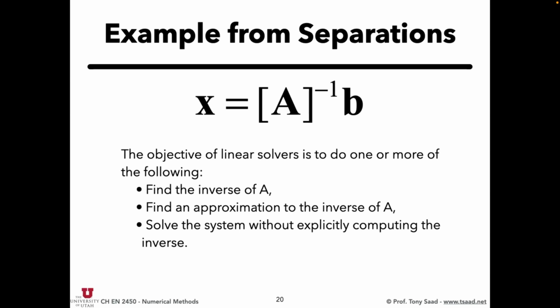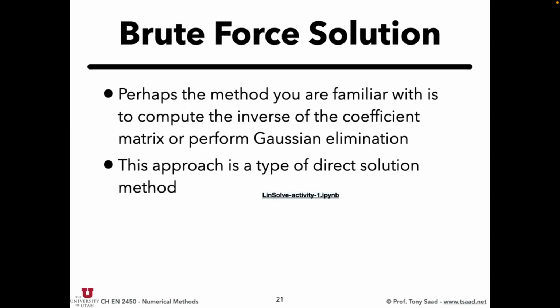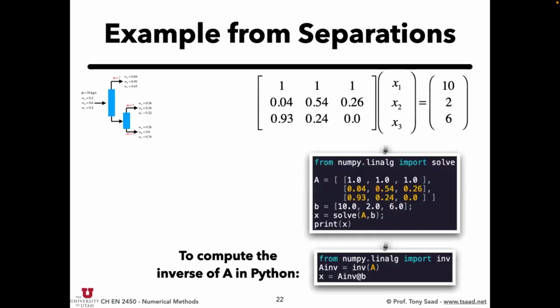Okay, and we're going to show you how we do that in Python. You probably know, but that's okay, then it'll be just a boring few minutes for you. The brute force solution, the method you're probably familiar with, is to just directly find the inverse, multiply the inverse by the right-hand side, and that gives you the solution.